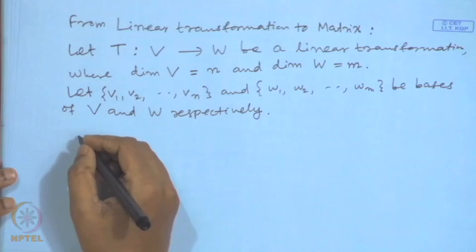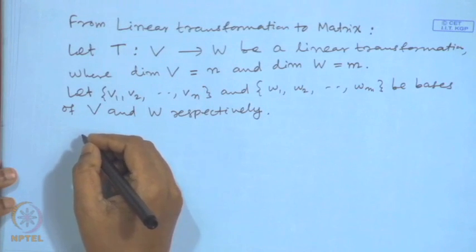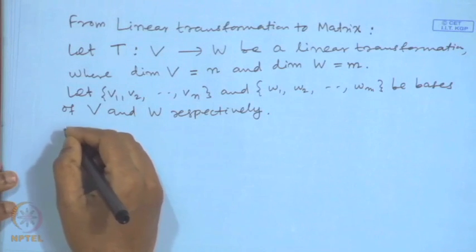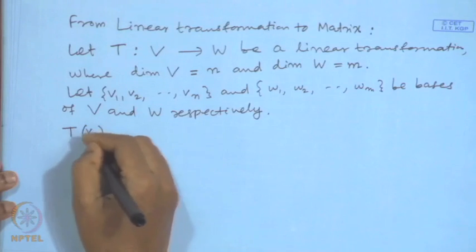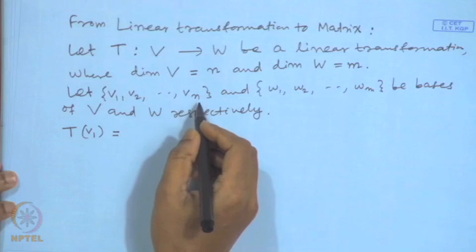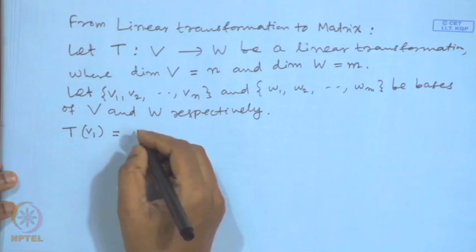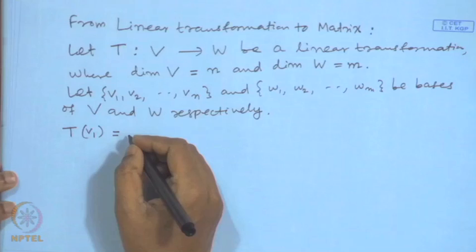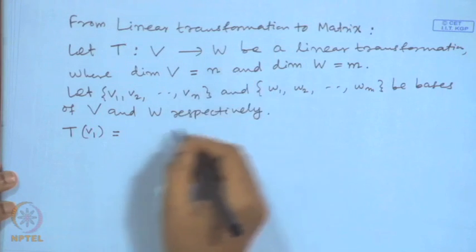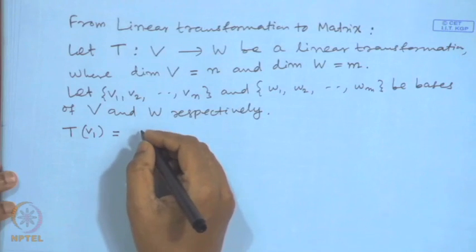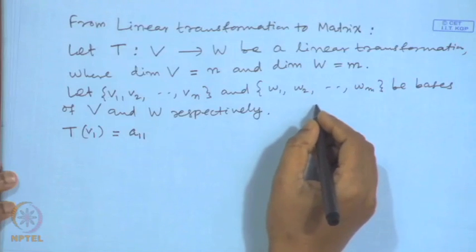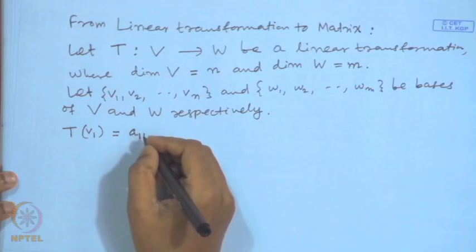So, here we find the matrix corresponding to this linear transformation like this. T of V1, we shall see the images of the vectors V1, V2 to Vn with respect to this linear transformation. So, T of V1 is an element in the vector space W. Therefore, T of V1 can be written as a linear combination of the basis vectors W1, W2 to Wm.